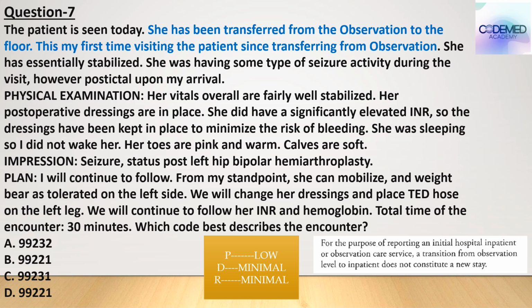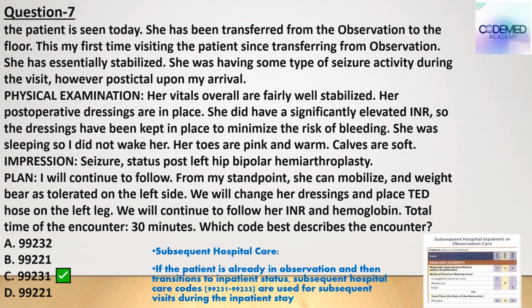Now we need to find out which is the correct code, and for that, the time is given but MDM is not given, and time is sufficient for us to zero down the code. The patient was moved from observation to the hospital, which is not a new stay, so we have to take that into consideration. And so we will have the code subsequent and initial. We will look for the subsequent because this is a doctor visit.